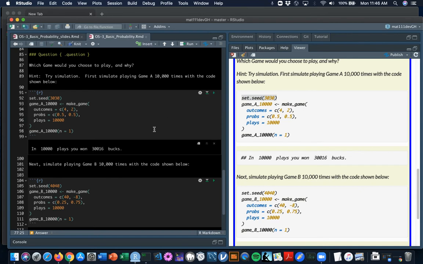$30,016. And so this was using our make game function that we know about from the slides, where we set up the rules for the game. Two possible outcomes, 50% chance for each outcome because it was a fair coin being flipped once, and you got to play 10,000 times. And so when we had the computer try to do it, it won you $30,016, which is great.